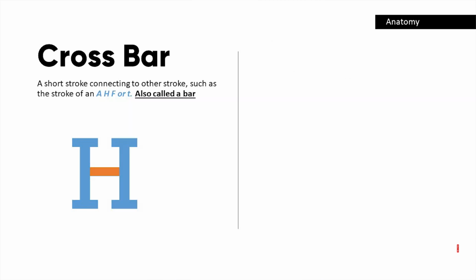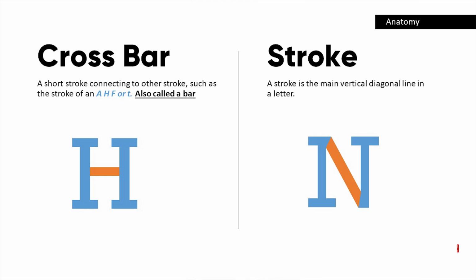And then we also have crossbar, a short stroke connecting to other strokes such as the stroke of an A, H, F, or T, also called a bar. We also have a stroke. A stroke is the main vertical diagonal line in a letter.